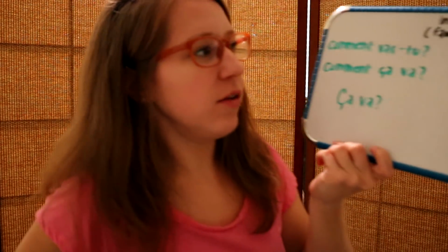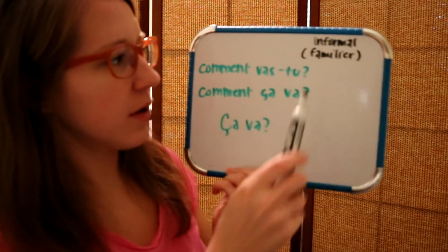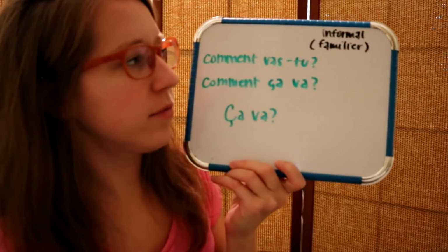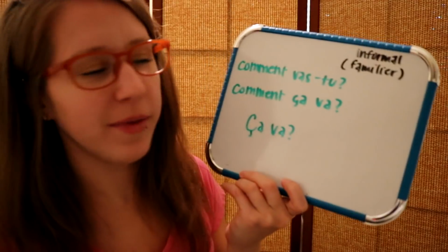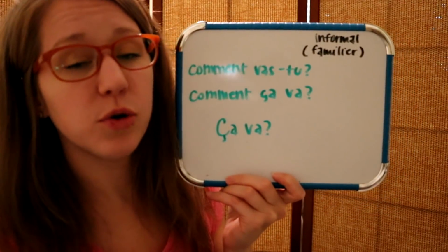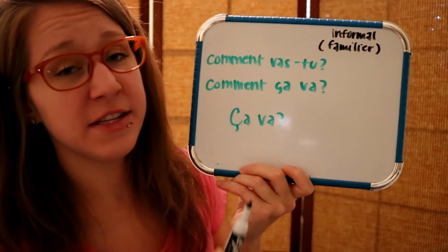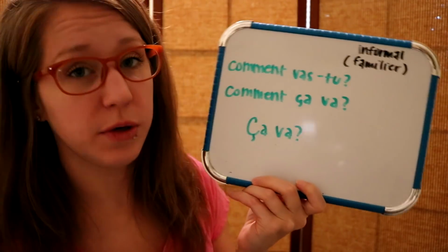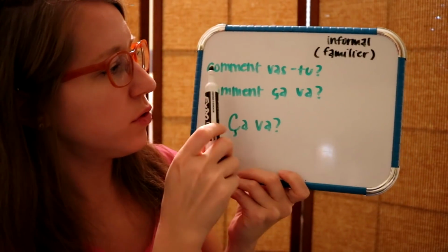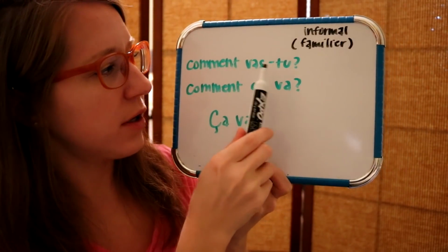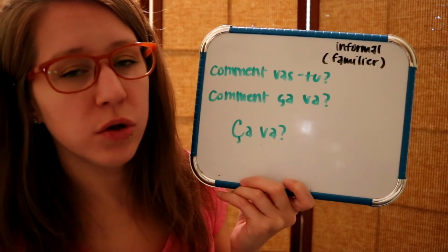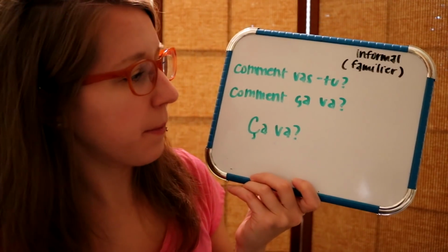So then we'll look here at the informal. Familier. So you can think familiar. Informal. Someone who you know. And this is asking how someone's doing. So, comment vas-tu? Comment vas-tu?